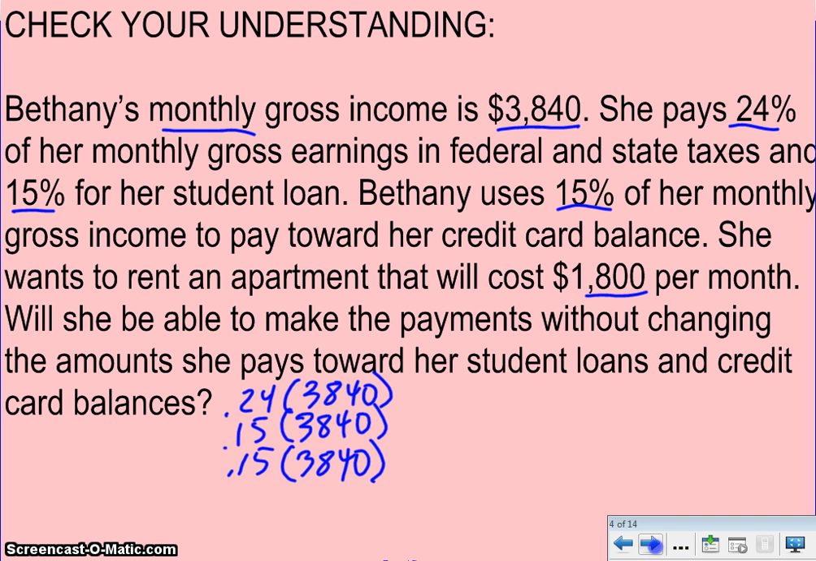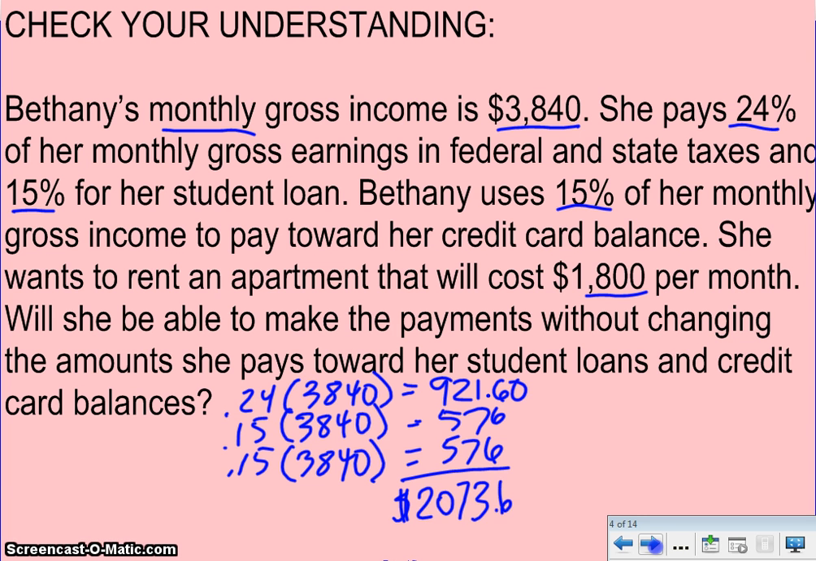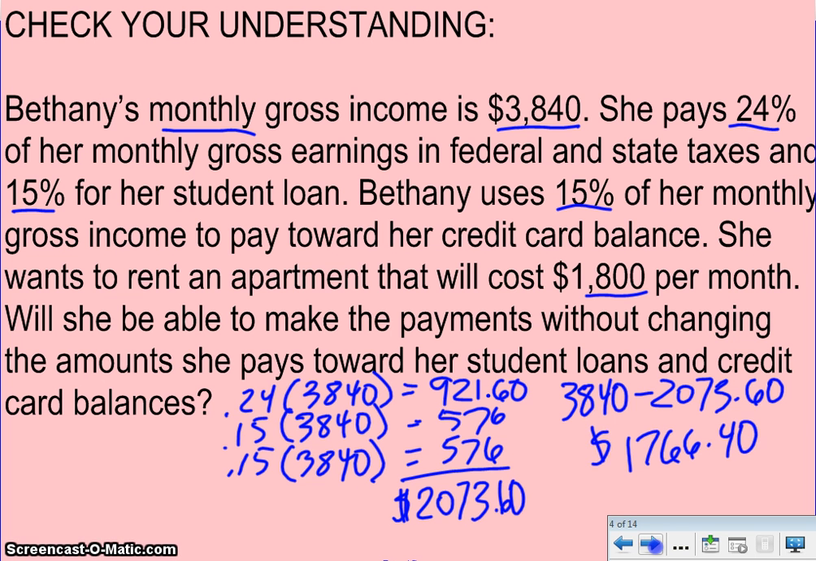So when I calculate that, I end up with $921.60 and $576 2 times. I then add those together and I end up with $2,073.60. Finally, we're going to take her $3,840 monthly income, subtract the $2,073.60, and we find that she has $1,766.40 left to spend. So no, she will not have enough. She's short by about $33.60.